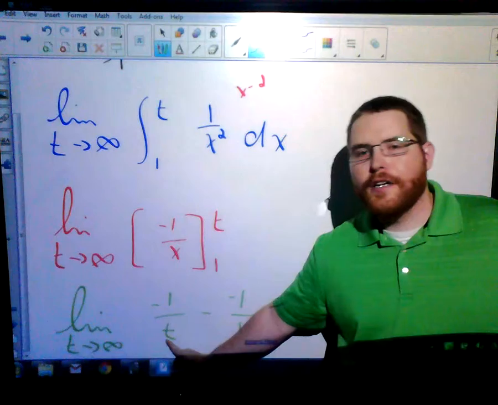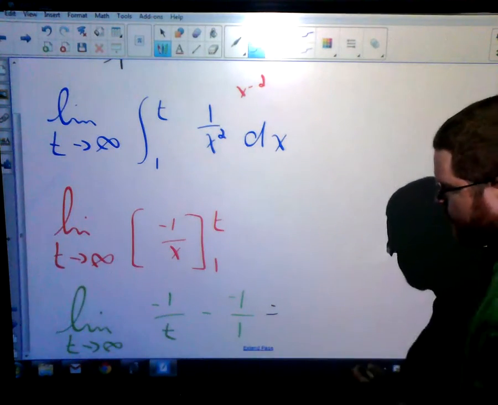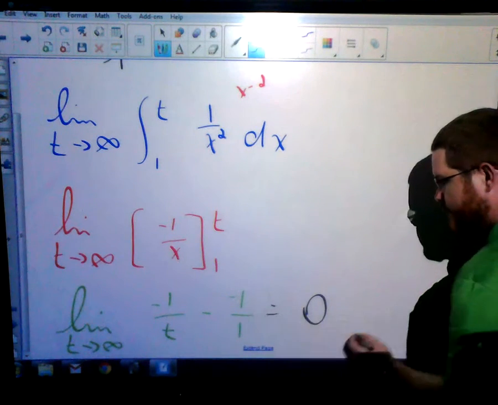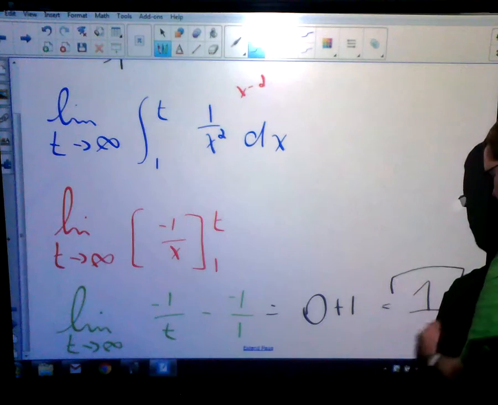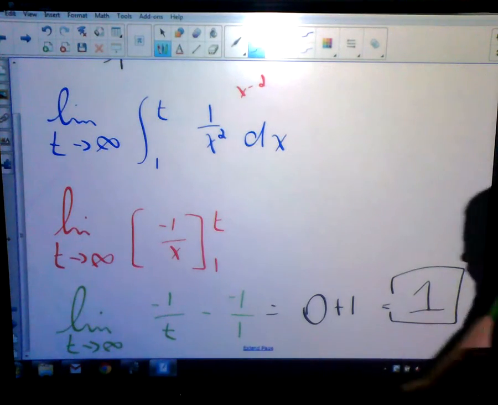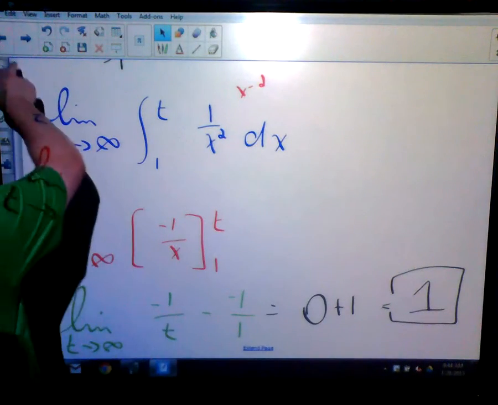What's 1 over infinity, or 1 over an increasingly large number? It's 0. Minus a negative is positive 1. This thing has an answer. The answer is 1. So even though it goes to infinity, it still has a sum, a total area.